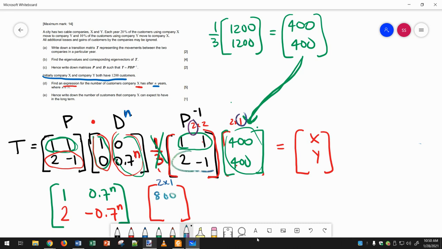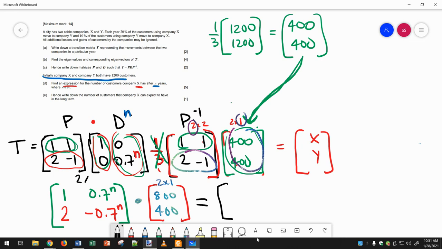And then we move on to this row times the same column. 2 times 400 plus negative 1 times 400 is 400, because 2 times 400 is 800 minus 400. Okay, now the last step is to multiply these together, and then we get the expression. We're going to get an expression for x and for y.